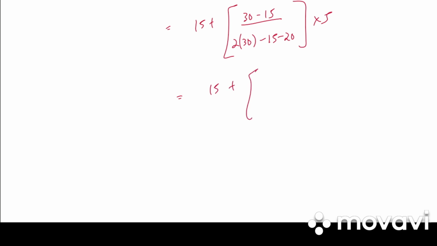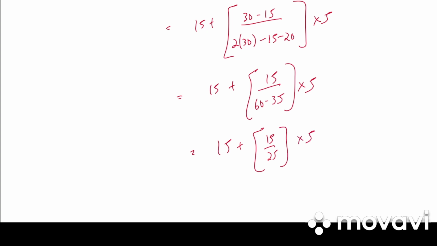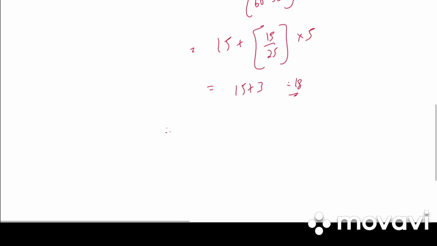So it is 15 plus 15 divided by 60 minus 35 into 5. So it is 15 plus 15 divided by 25 into 5. 15 plus 3, that is 18. Therefore, mode is equal to 18. Take down the next illustration.